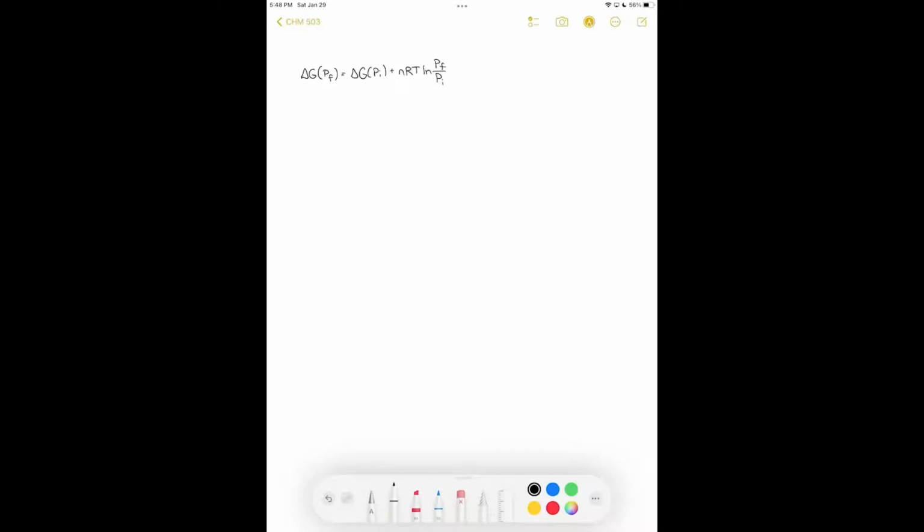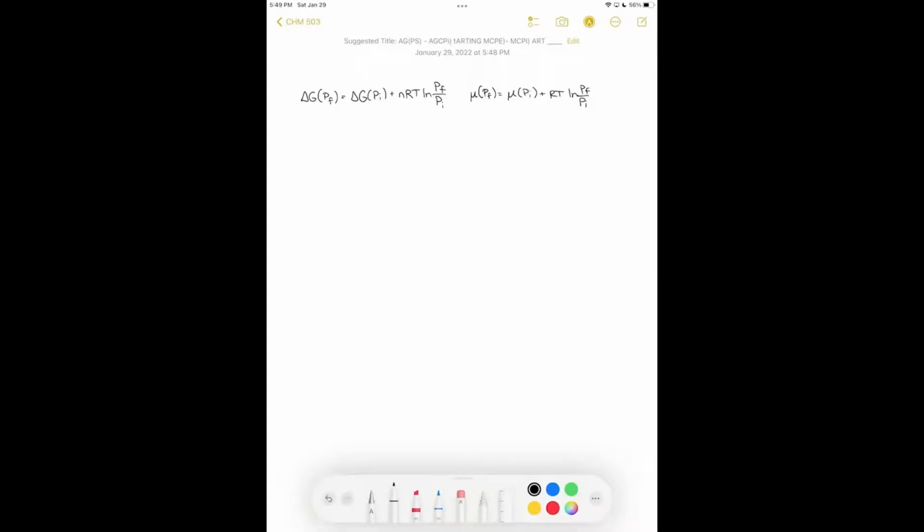Now, since our chemical potential is simply a molar Gibbs free energy, if we divide this whole thing by n, we would have that mu, the chemical potential, at some final pressure is equal to mu at some initial pressure, plus RT natural log of P final over P initial, because mu is a molar Gibbs free energy. So we simply divide by n. Now, what we'll note is that for this purpose, our initial pressure is going to be standard temperature and pressure.